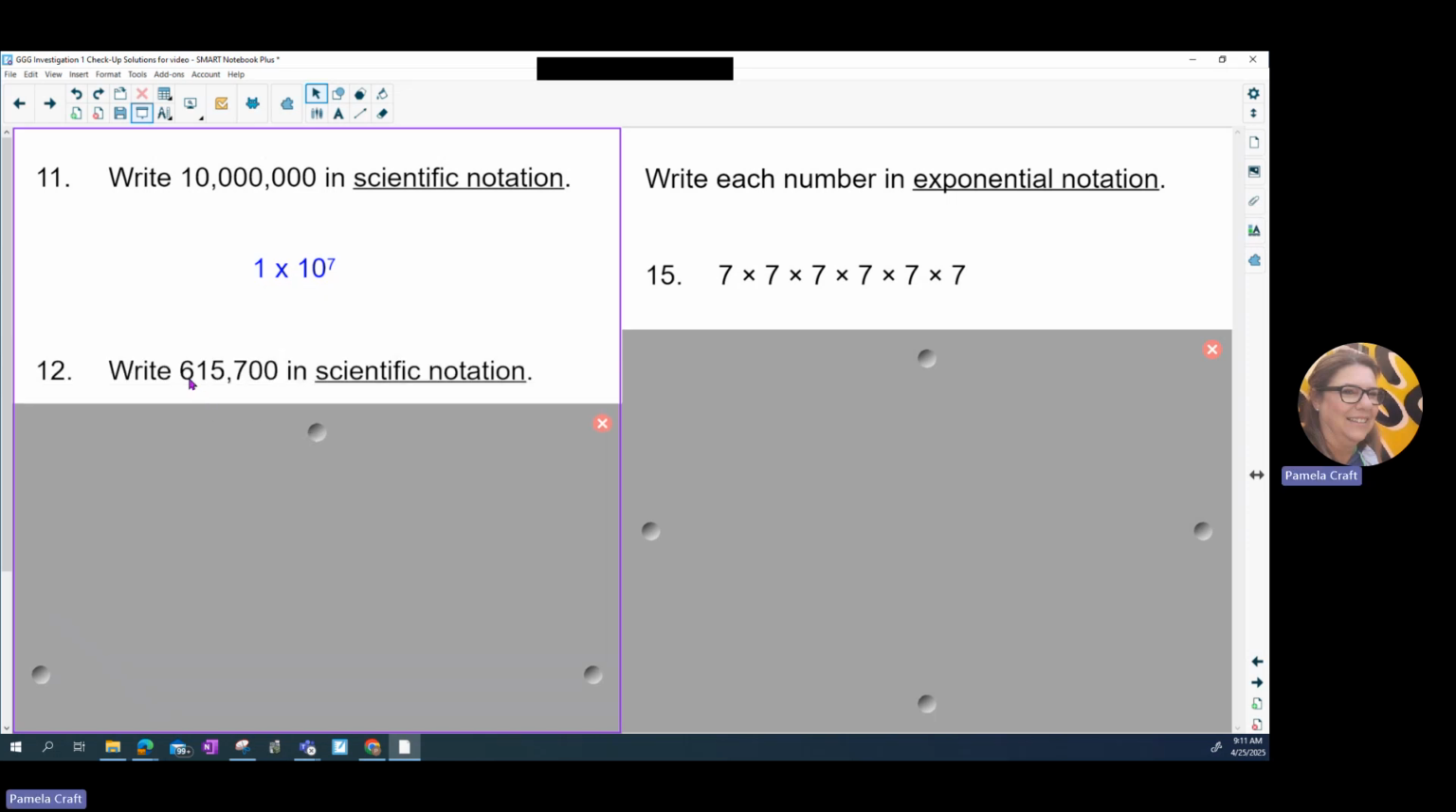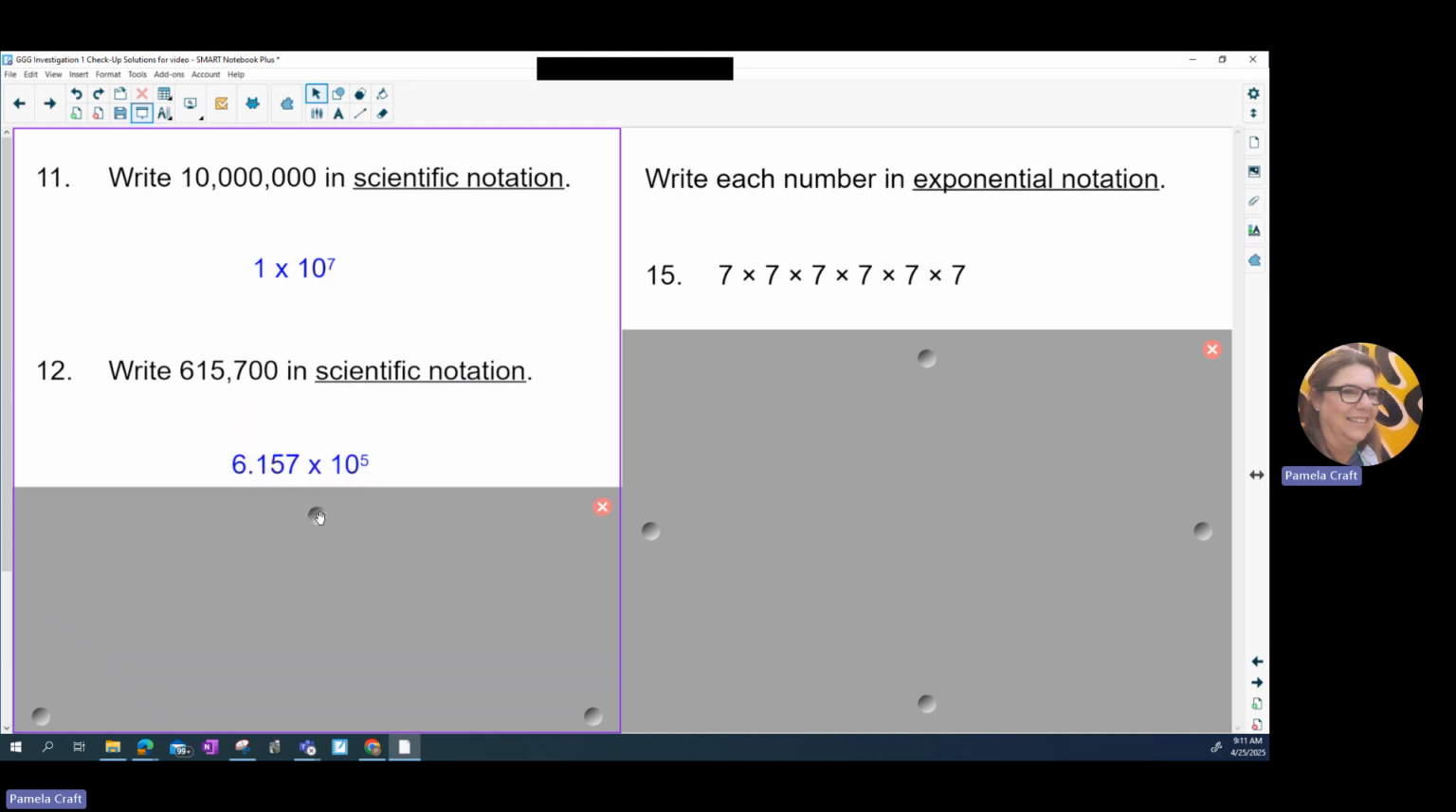12, we have 6.157 for our decimal between 1 and 10. And then we need 1, 2, 3, 4, 5 hops to get to the end. So 6.157 times 10 to the 5th.